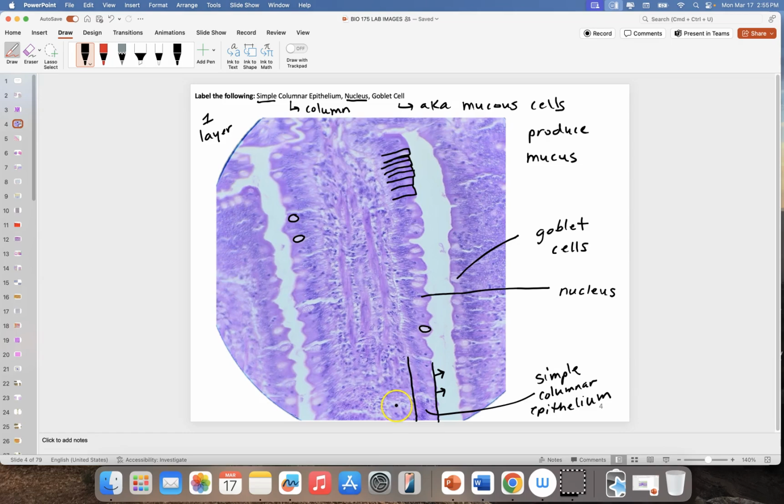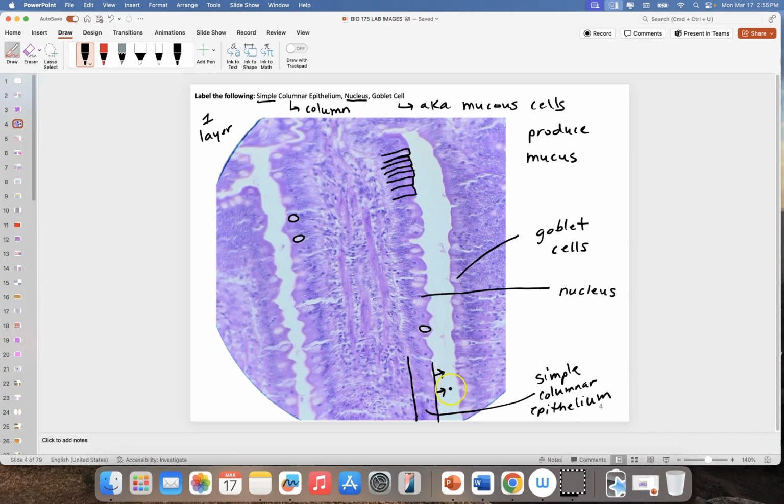The basal lamina combines together with a reticular lamina to create a basement membrane. So that basement membrane is bound to the base of the epithelium. That's just some terminology that you want to be thinking about as we're talking about tissues and we're trying to decide where is the epithelium.